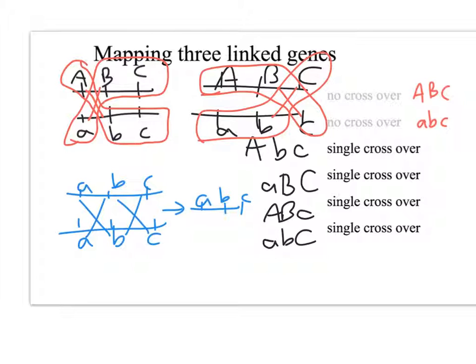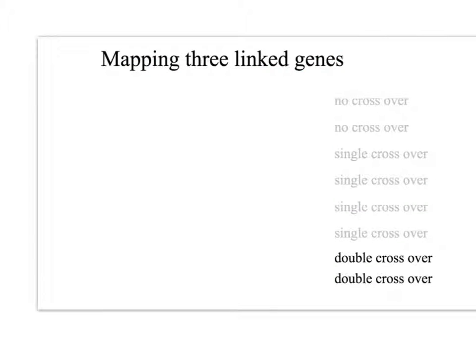Those are the four possible contributions that the heterozygous parent could make, depending on which of the positions the crossover event happens in, whether it's between A and B or between B and C. But hopefully, as a setup, you can see that those are really the possible outcomes for the single crossovers. There's obviously one more scenario that can happen, and that's the double crossover.